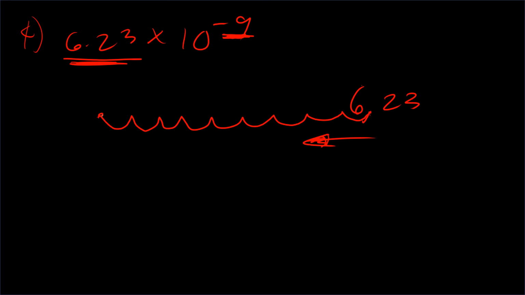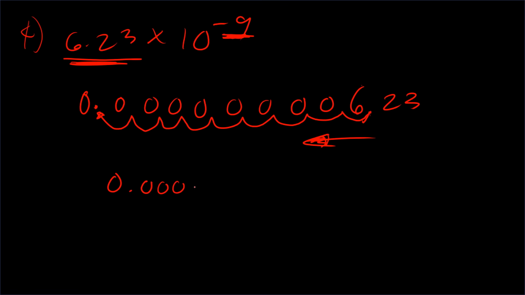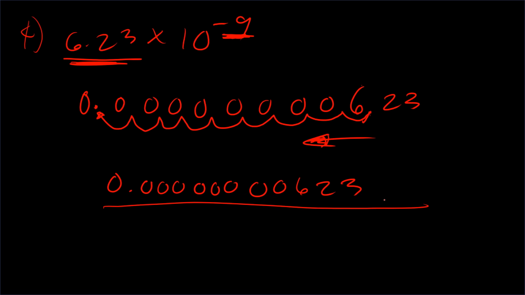So, andito yung decimal niya. So, lagyan na natin 0. So, 1, 2, 3, 4, 5, 6, 7, 8, and pang 9 yung 6. So, therefore, ito yung original value niya: 0.00000000623. Yan yung original value niya. Tapos, ito yung scientific notation niya.